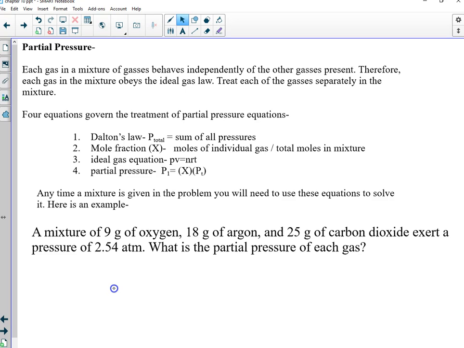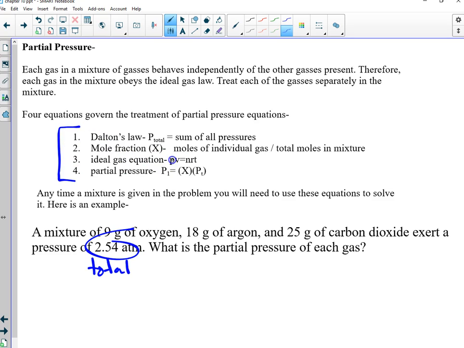A mixture of 9 grams of oxygen, 18 grams of argon, and 25 grams of carbon dioxide exert a pressure of 2.54. All 3 of them. The pressure is 2.54, that's the total pressure. Find the initial pressure of each gas. To find the mole fraction, you're going to have to find the moles of all of these.